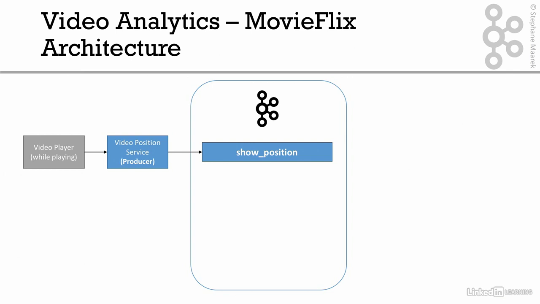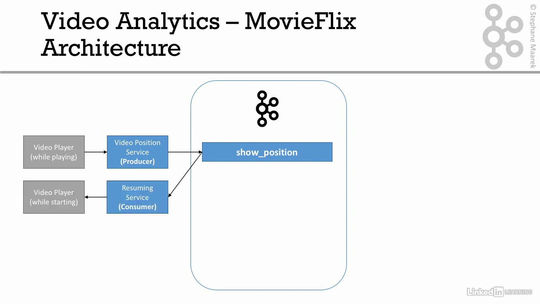Okay, so from that, to implement the resume capability, we could have a resuming service, a consumer of that topic show position, which is going to have a database of how far each user, for each show, has been consuming. They don't need to know every consumption point, they just need to know the latest. So that's how I see my resuming service.